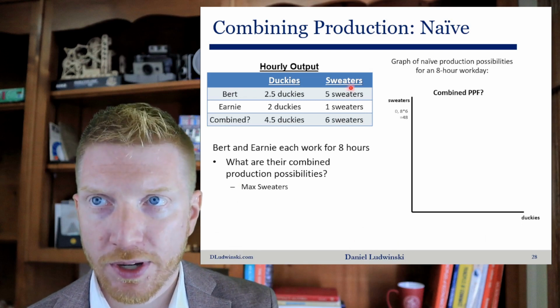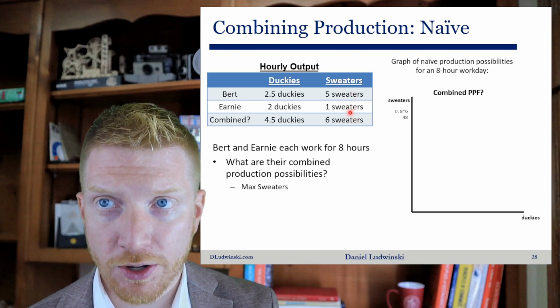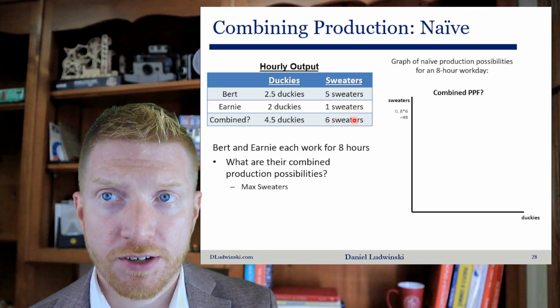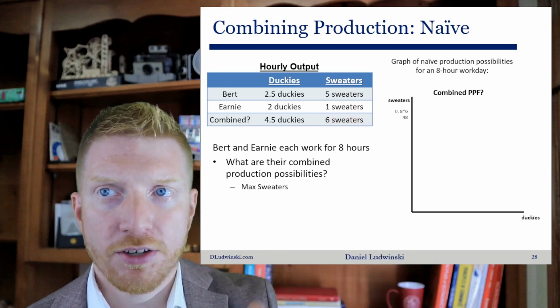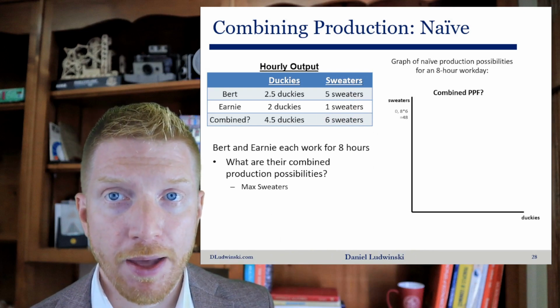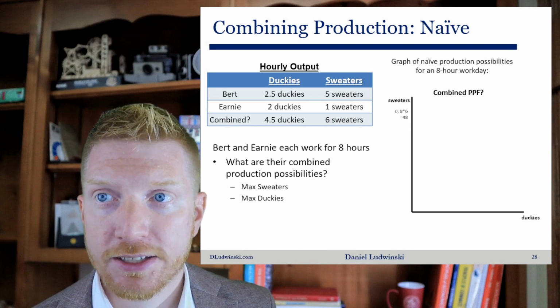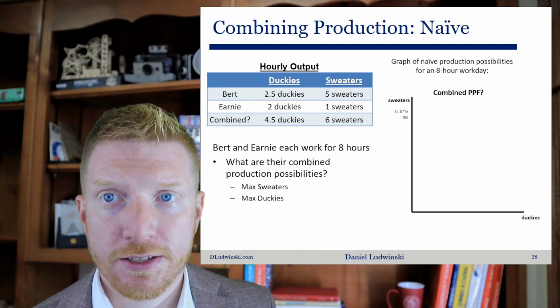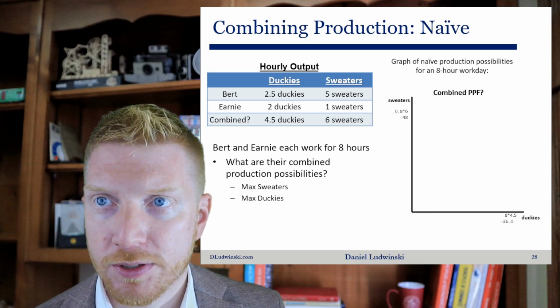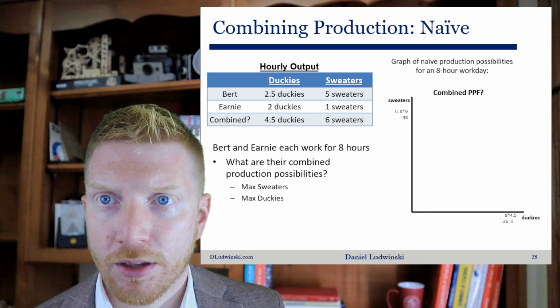This is also if we sum these sweater productions in this table and have the combined production of 6, 6 times 8 is also 48. We can do the same method for figuring out the max in terms of rubber duckies. That's 8 times 4.5, or as we see here, 36.